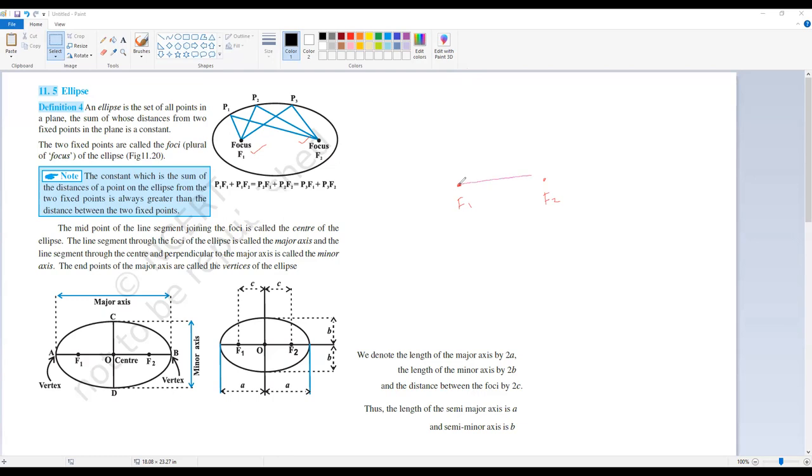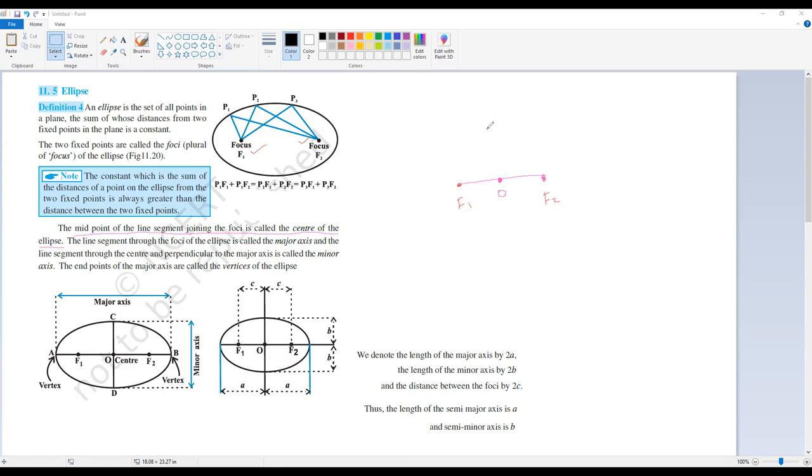two points, there is a midpoint of that. That is known as the center. Dekho, the midpoint of the line segment joining the foci is called the center of the ellipse. So this is known as the center. We call it O. This is known as the center of the ellipse. Okay, that is one point.